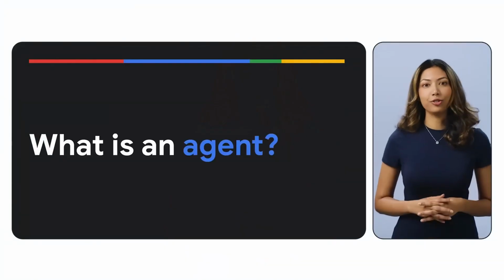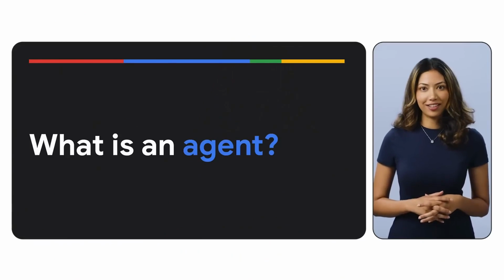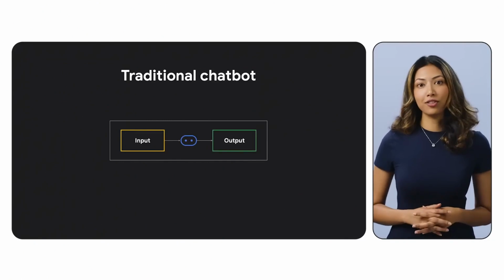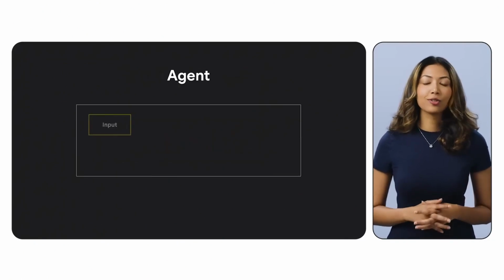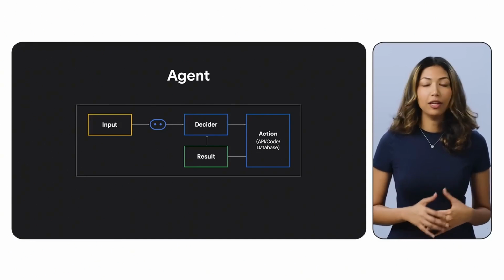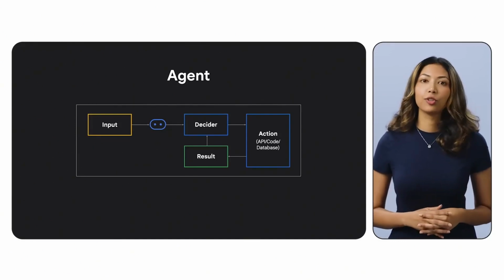So what are AI agents? At the simplest level, an agent is software that doesn't just answer, it can decide and take action. Instead of generating a single response like a traditional chatbot, it looks at your request, figures out what steps need to be taken, maybe calls an API, runs code, looks at the results, and then decides what to do next.